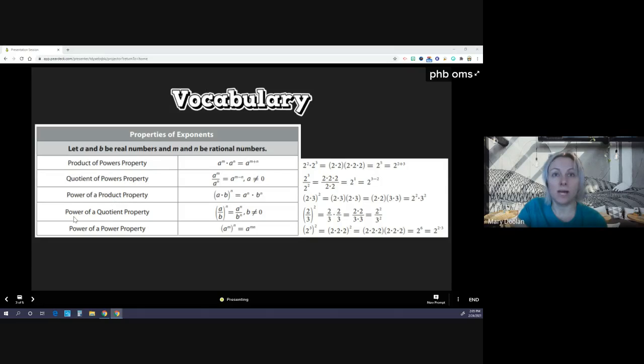Our next one, power of a quotient. Well, again, we have a power where inside we have 2 things that are not being multiplied now, but being divided. And we're still going to do what we did before. We brought that exponent into each factor. We're going to bring the exponent into the numerator and the exponent into the denominator. Also being careful that we're not dividing by 0.